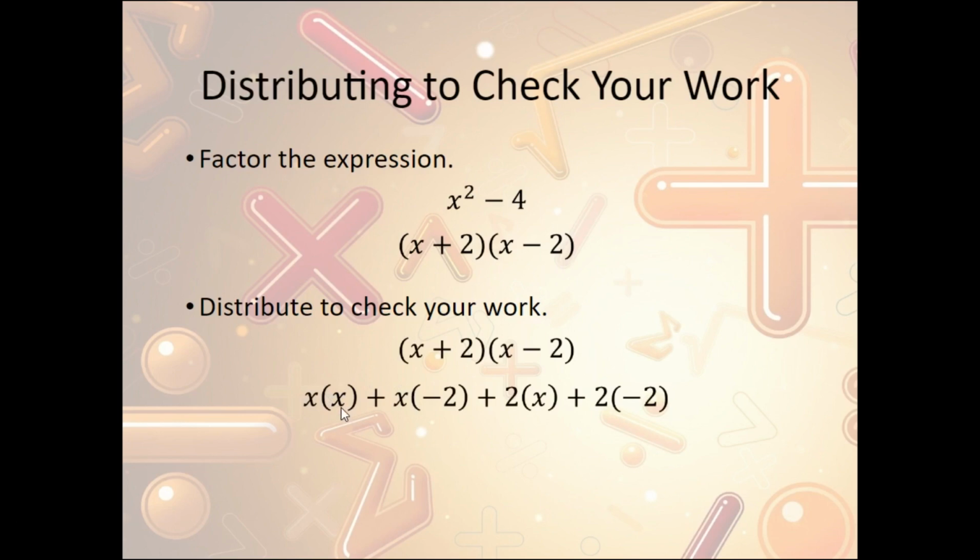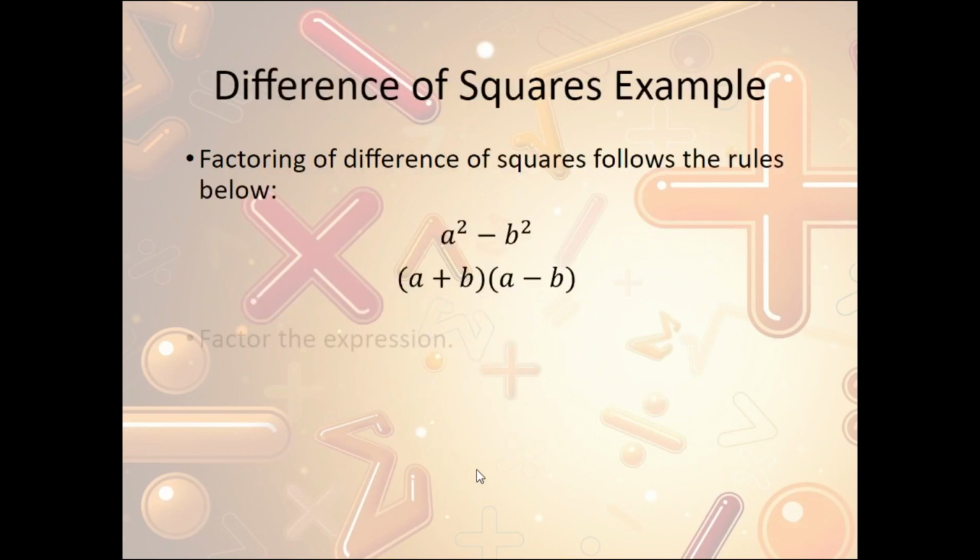So we get x squared here minus 2x plus 2x minus 4. We combine our like terms. Negative 2x plus 2x is just 0, so this becomes x squared minus 4. So we did it correctly. Let's look at another example.